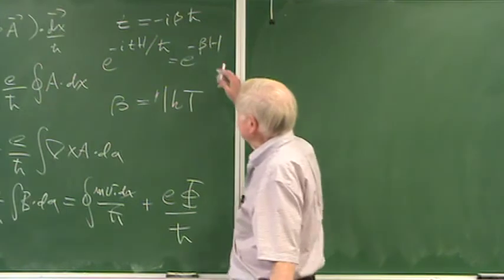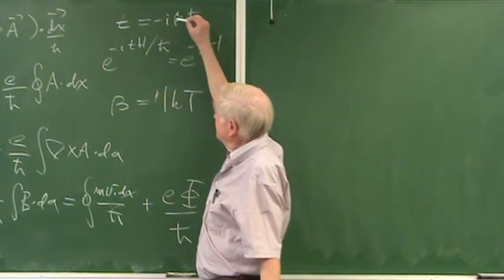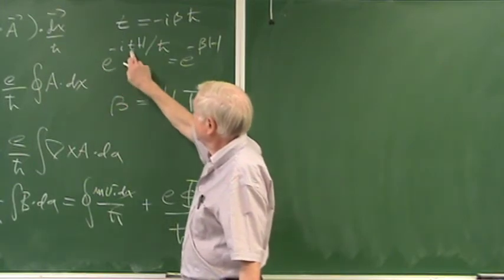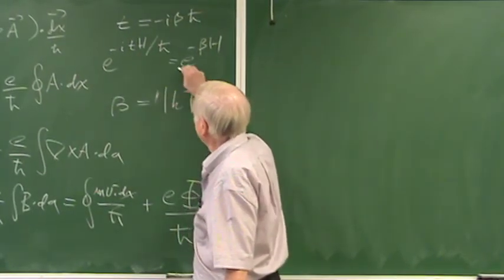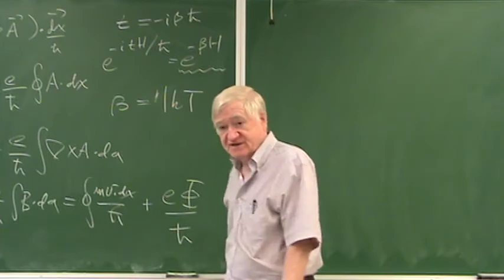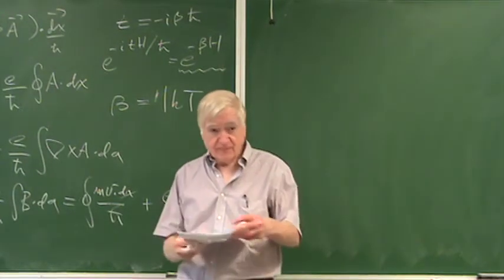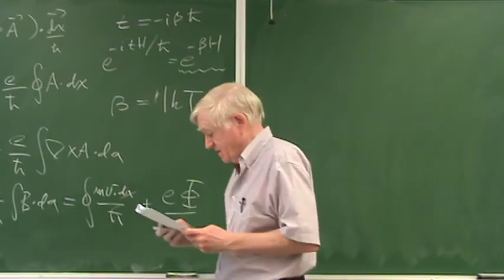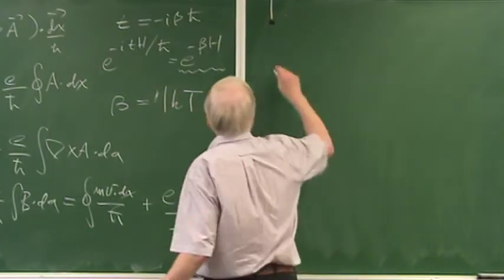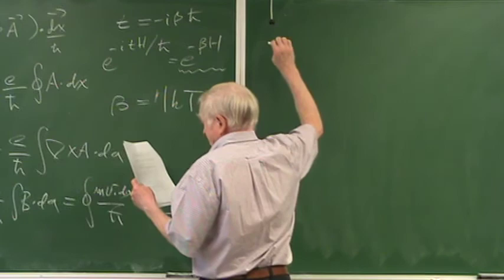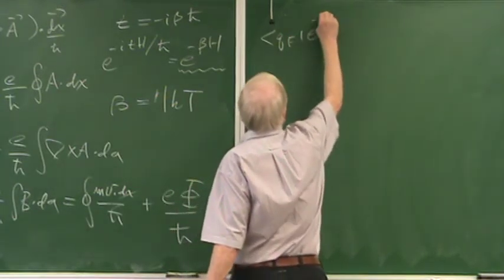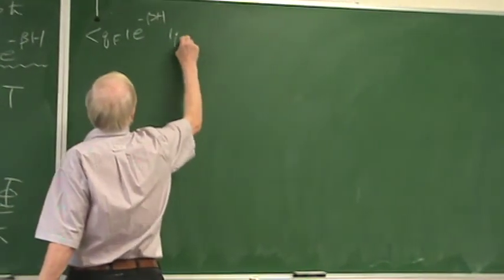In other words, the actual lingo is that we're not computing this for real time, we're computing just e to the minus beta H. We're computing matrix elements of this. So in other words, we would be computing, say, <q_f| e to the minus beta H |q_i>, something like that.